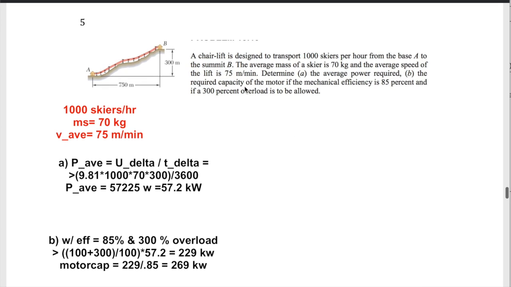Part B, the required capacity of the motor if the efficiency is 85% and if we're allowed a 300% overload. So we calculate this overload change. We just add it to 100, divided by 100, times the power we need. We're given 229 kilowatts. The motor capacity is just what we need over the efficiency, and we have 269 kilowatts is what's required.